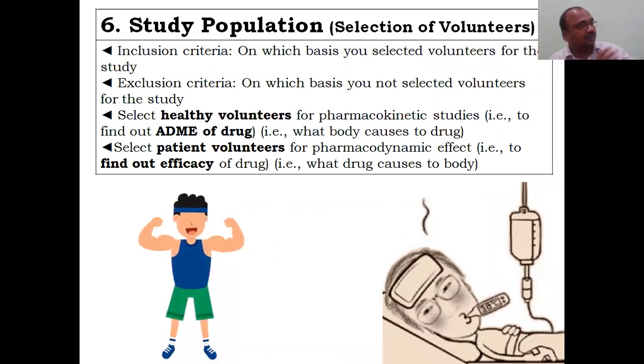For such and such a reason I have selected these persons. For such and such a reason I have eliminated this person. Inclusion criteria, exclusion criteria. These are applied to volunteers, patients or healthy persons. Volunteer is mainly the term we are using. You can also call it a subject. Not physical pharmacy, organic chemistry, not that kind of subject. Select the healthy volunteers for pharmacokinetic studies.